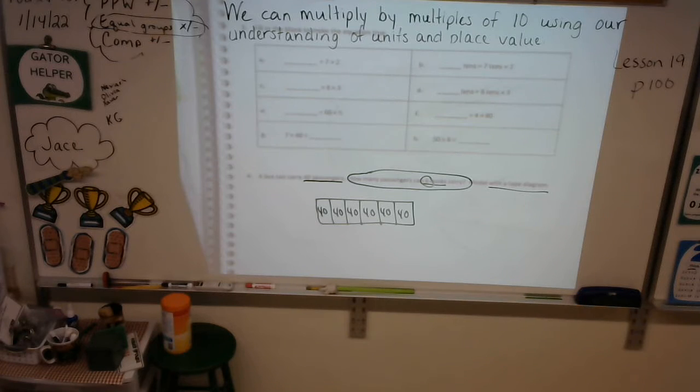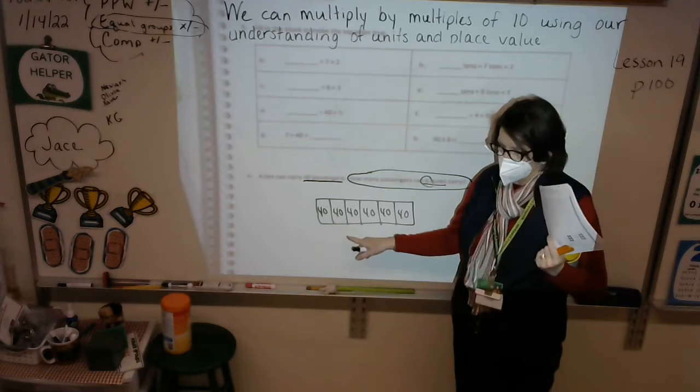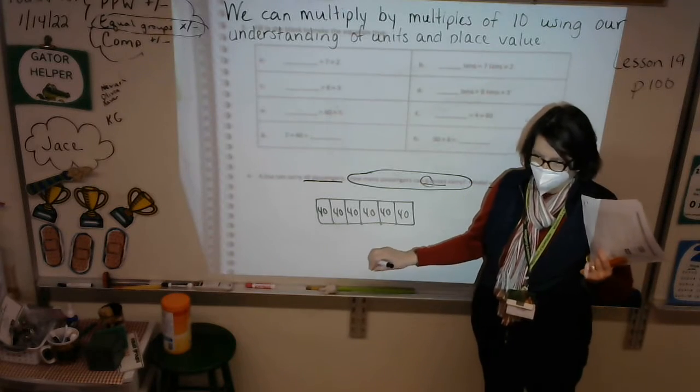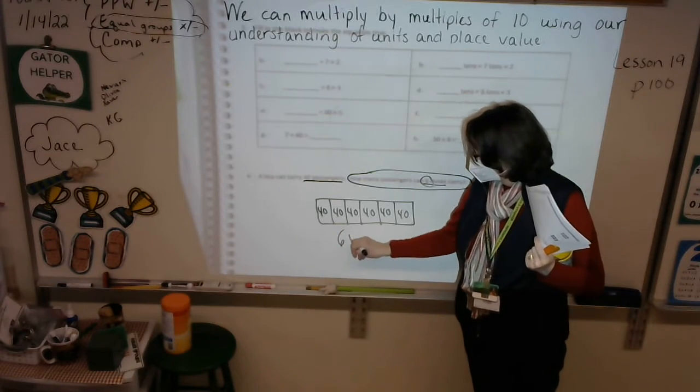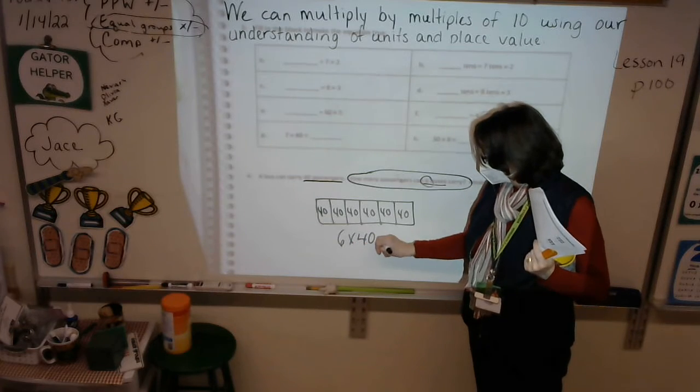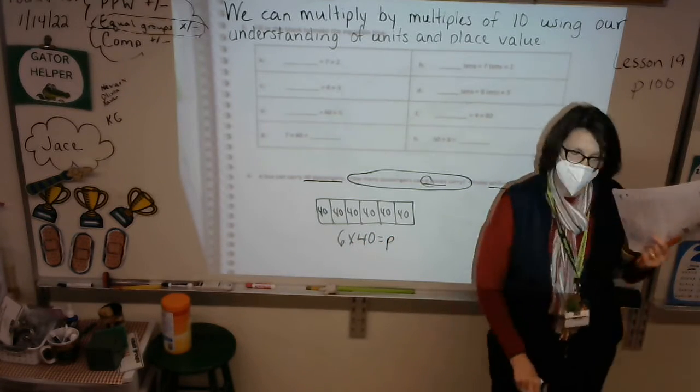Very good. Ken, what number sentence did you choose for this tape diagram? Yeah, very good. Equals. Nice. Excellent. 6 times 40 equals P.